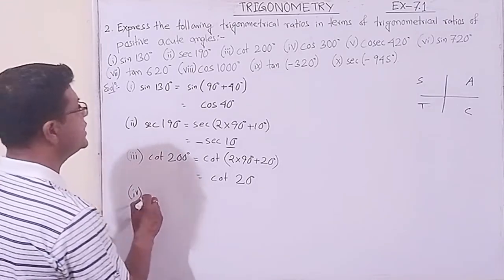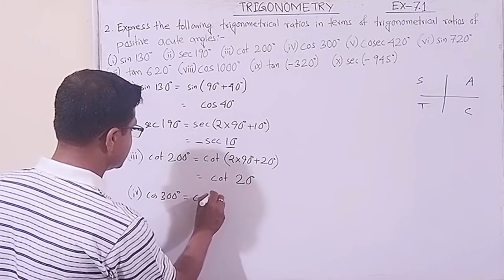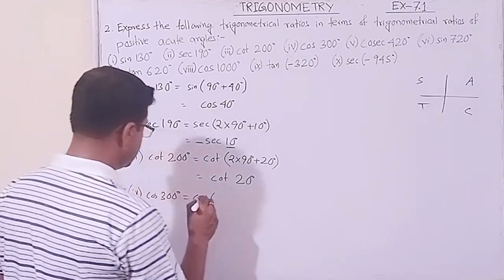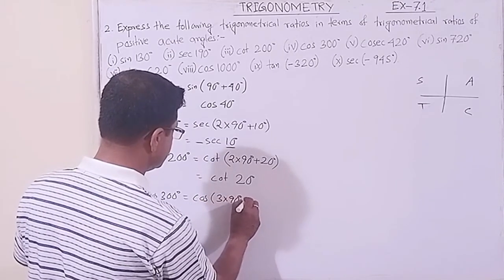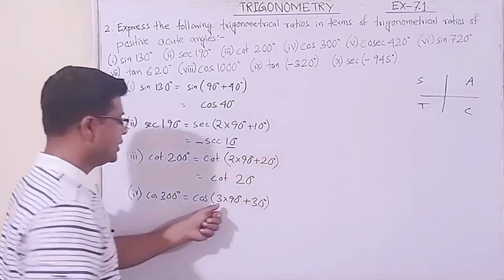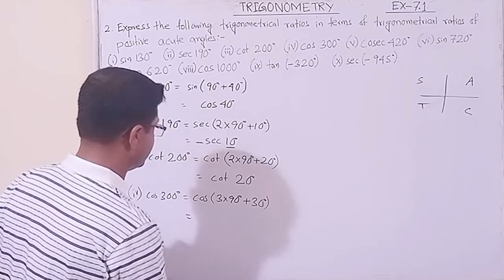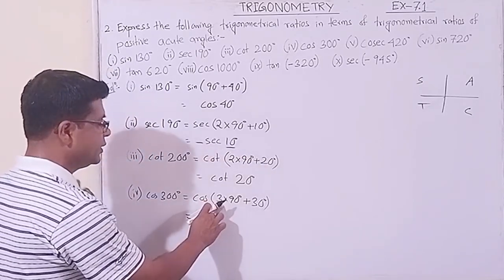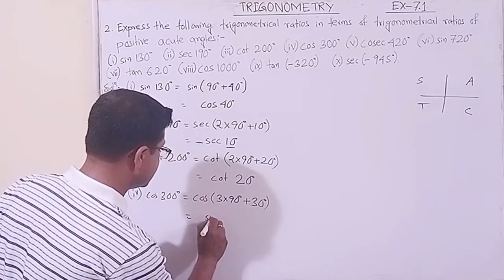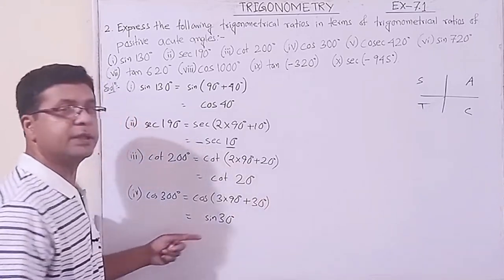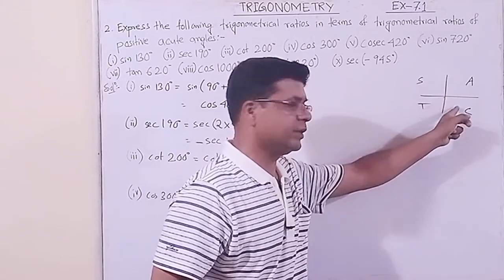This is a very easy sum, isn't it? Cos 300 degrees. So for cos, let us convert into multiples of 90 degrees. 3 into 90, 270 plus 30, 300 degrees. Got it? Now this is in terms of an odd multiple, so cos will be converted to sine of 30 degrees. Now this is in which quadrant? 3 plus 1, 4, fourth quadrant. 1, 2, 3, 4, fourth quadrant.